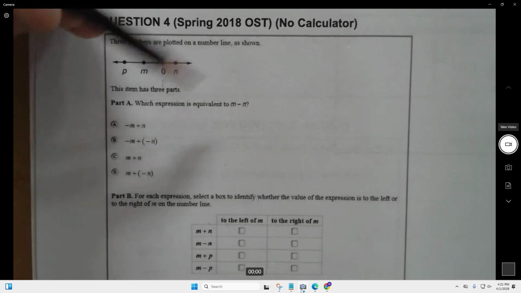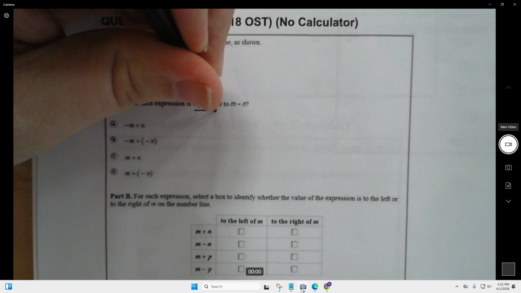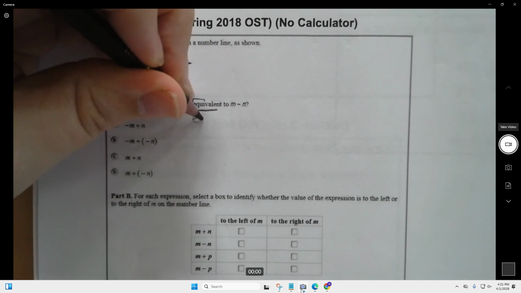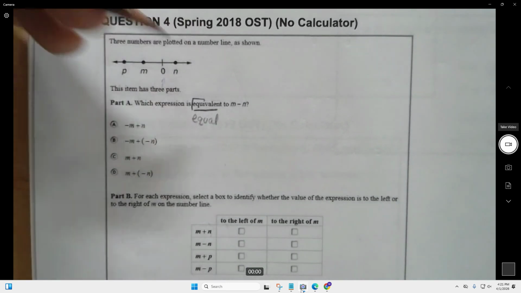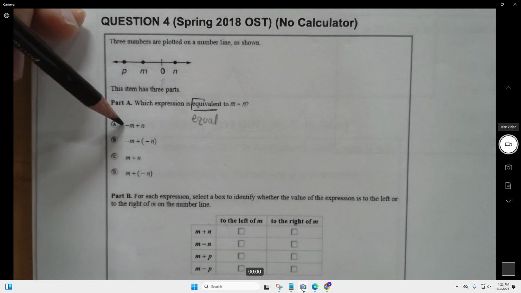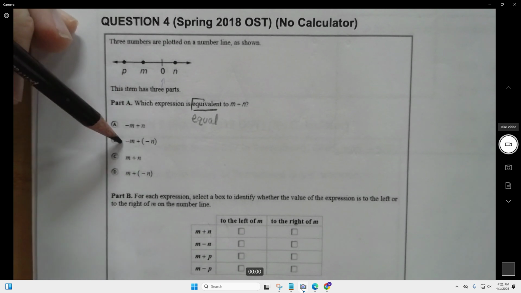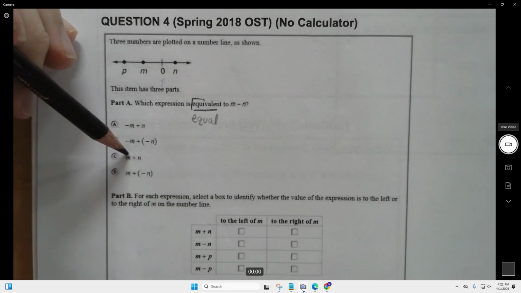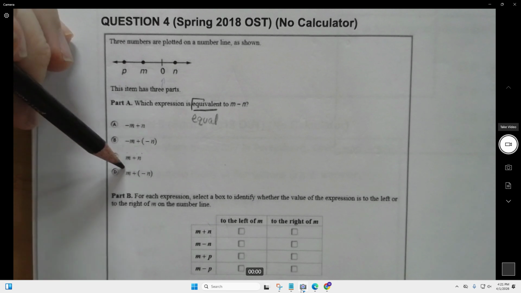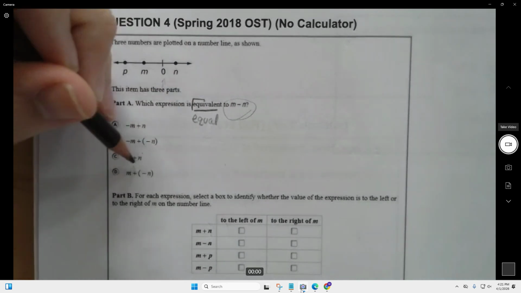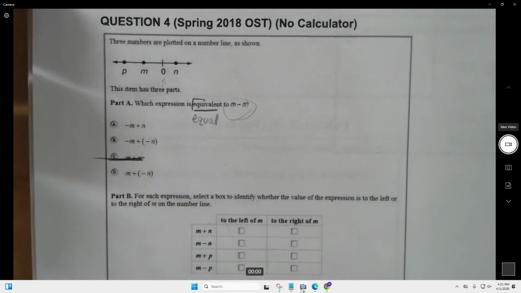Which expression is equivalent? Equivalent meaning equal. Look at the beginning of the word. Equal to m minus n. Do we have negative m plus n? Do we have negative m plus, parentheses negative n, m plus n, or m plus negative n? Okay, but we know that if this is m minus n, it's not going to be m plus n. That's out.